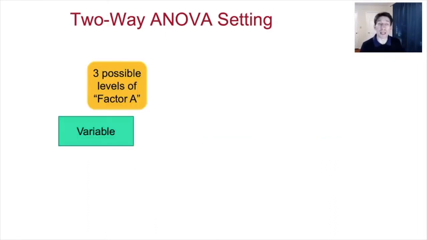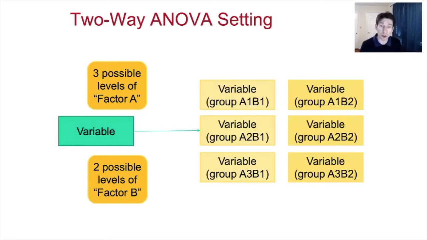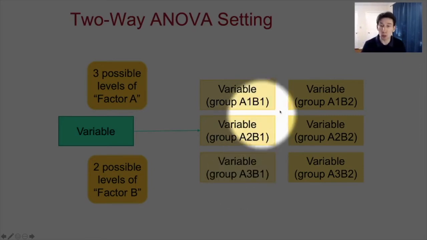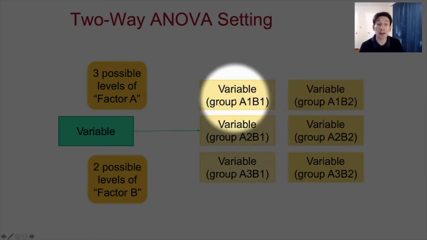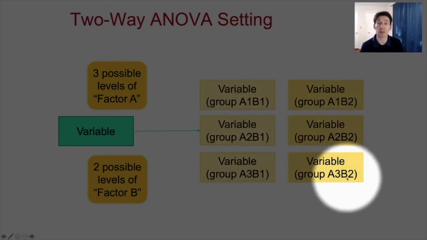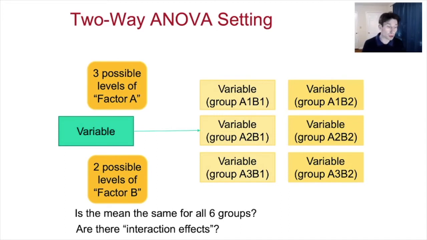So let's start from what we had earlier. We have a variable and a factor with 3 possible levels. Well, let's now just add a second factor with 2 possible levels. This defines how many groups? 6, because we have 3 levels of A: A1, A2, A3, and we have 2 levels of B: B1 and B2. And so in total we have 6 groups: A1B1, A2B1, A3B1, A1B2, A2B2, A3B2. And our first question is going to be, is the mean the same for all 6 groups? And if it is not, we're going to ask, are there interaction effects?